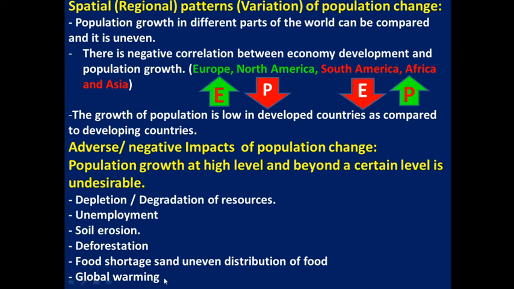Overpopulation may lead to global warming. One main reason for global warming is deforestation. Deforestation is caused because of what? Expansion of agricultural land, expansion of infrastructure such as roadways, railways, and other infrastructures. Because of that, cutting of the trees and burning of fossil fuels from vehicles lead to an increase in overall global temperature, so that leads to global warming. So these are some of the negative impacts of population growth in the world.